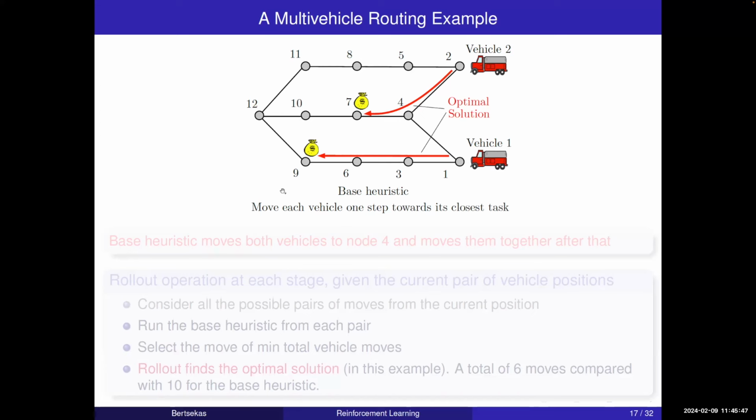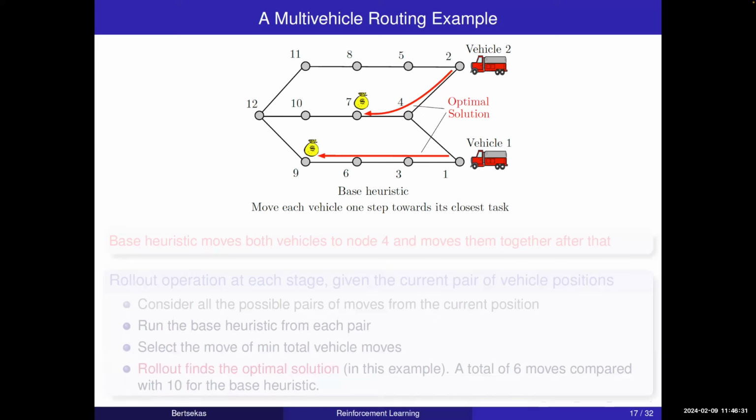So let's choose a base heuristic, maybe one similar to the nearest neighbor heuristic from the traveling salesman problem. This is going to be a base heuristic where each vehicle moves towards its nearest task. So vehicle two, its nearest task is this one at node 7. It's two steps away, but the one at node 9 is significantly farther away. And due to some symmetry here, for vehicle one, the nearest task is the one at node 7 again. This is two steps away, and this is three steps away. So the nearest task to both vehicles is this one at node 7.